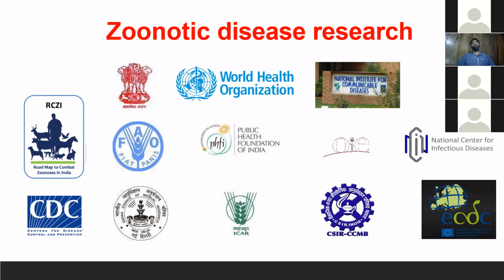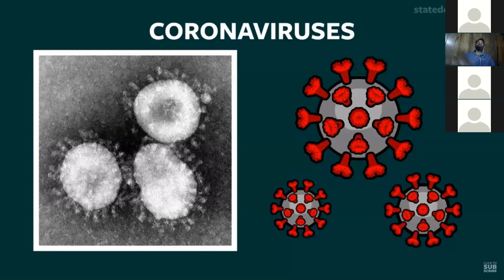And there are several organizations involved in zoonotic disease research. I just named a few: World Health Organization, RCZA, the Roadmap to Combat Zoonosis in India, the Centers for Disease Control and Prevention, CDC, ICMR, Public Health Foundation of India, ICR, OIE, CSIR, and CCMB, the Center for Cellular and Molecular Biology, and several other organizations. National Institute for Communicable Diseases in Delhi. So several research organizations are dealing with zoonotic diseases. It's highly important, and we have given adequate importance to the research organizations and institutes to make sure that we are keeping track of all these zoonotic diseases.